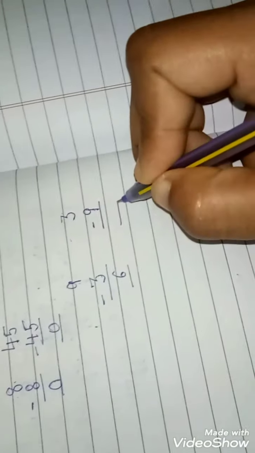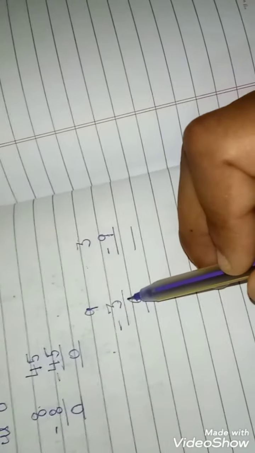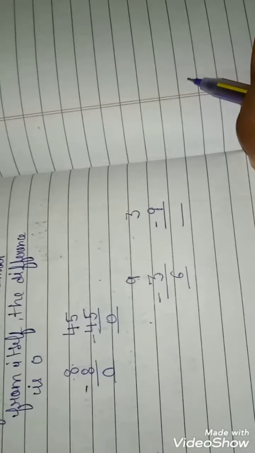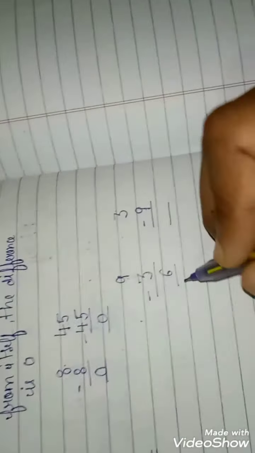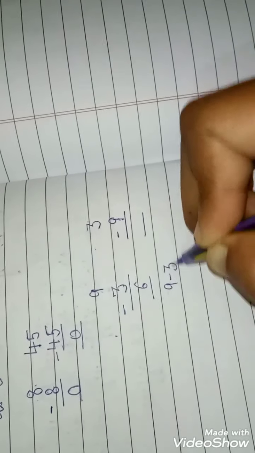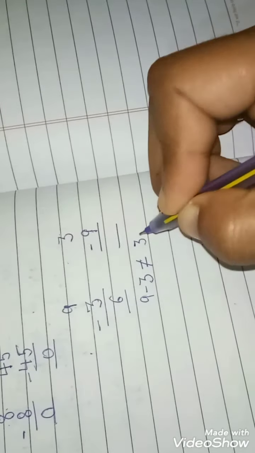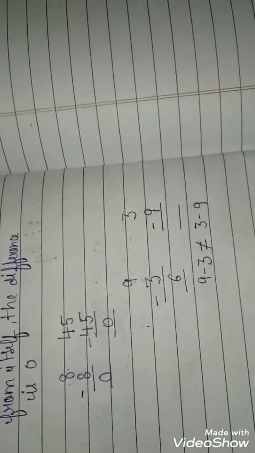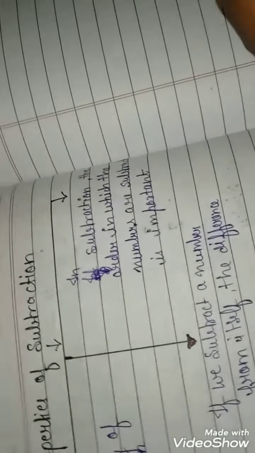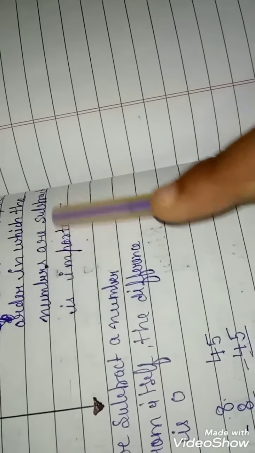So this tells us, we can say 9 minus 3 is not equal to 3 minus 9. That means in subtraction, the order in which the numbers are subtracted is important.